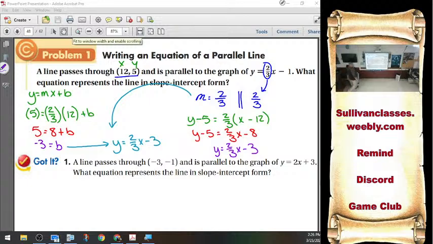That's why most modern textbooks, as you go forward through your high school career, are probably going to start every one of these problems in point slope form. Because it's just faster and everything's in one place.